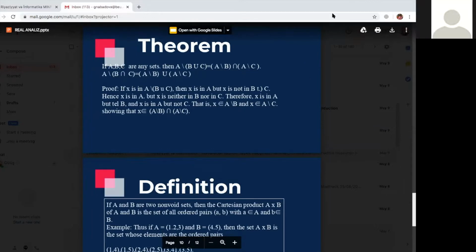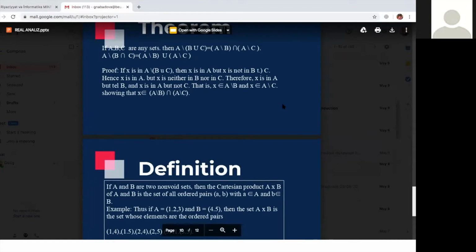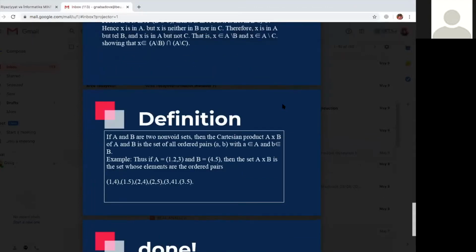Yes, teacher. Definition. If A and B are two nonempty sets, the Cartesian product of A and B is the set of all ordered pairs (a, b) with a an element of A and b an element of B.